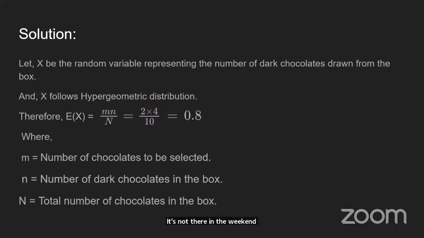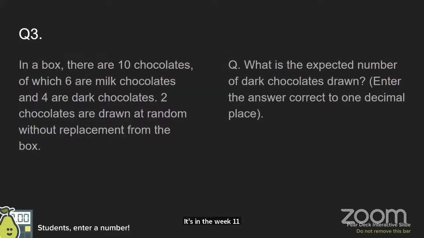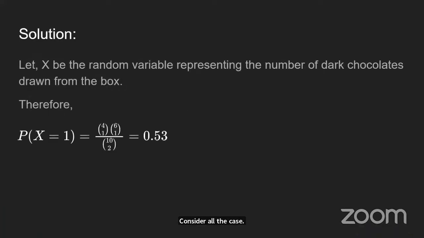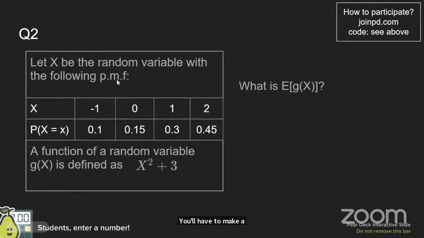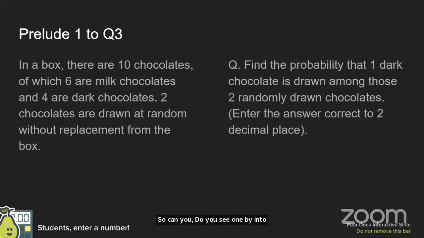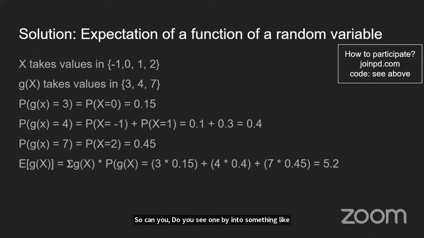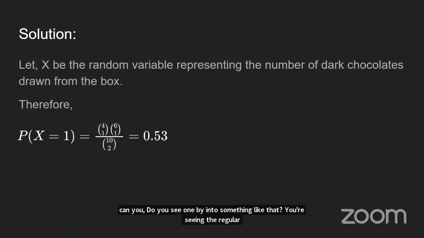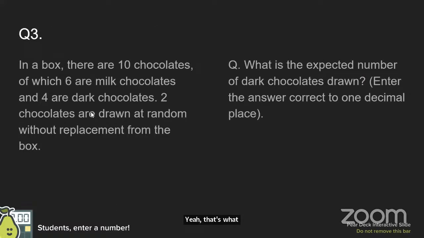Okay. So even without this, you can find the solution. You'll just have to consider all the cases. You'll have to make a PMF like this one. Ma'am, can we also do it like 2C1 into something using the regular method? Yeah, that's what I was saying. You can find the individual values for all the possible options, make a PMF, and then do it.